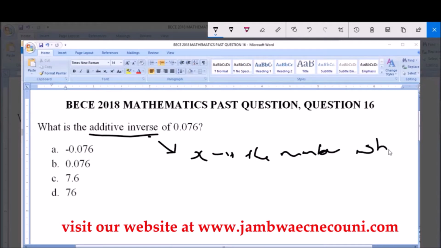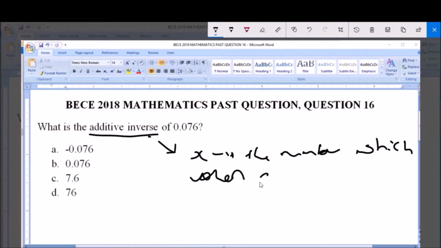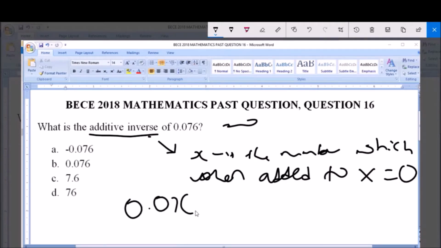which when added to x will give us 0. Now you can get it. So now we have to look for a number that when we add it to this 0.076, it will give us 0. And like we know now, 0.076 is a positive number.